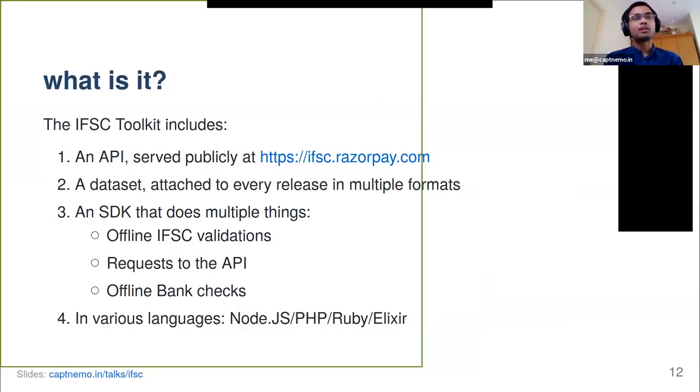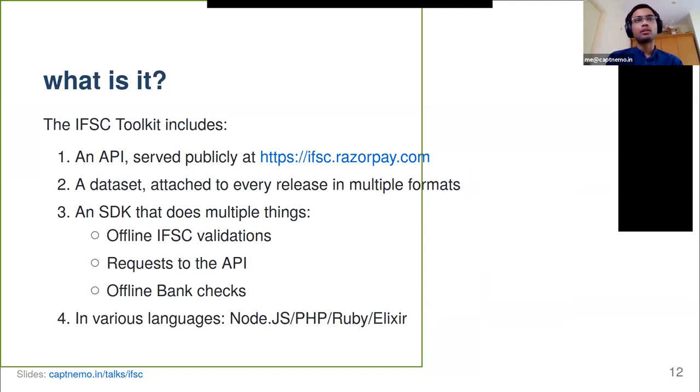Okay, so coming back to the CS side of things, what is the toolkit? The primary part of the toolkit is an API that is served publicly at ifsc.raceup.com. The primary use case for the API as of now is validating IFSC codes. So if you're building a service which requires a user to type in an IFSC code and you want to fetch in details or validate, you can use this.